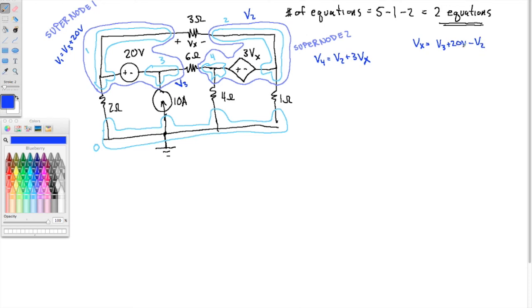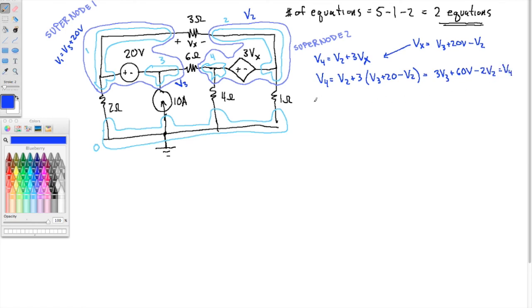So Vx is V3 plus 20 minus V2. So I'll plug that in here. And I'll note that V4 then is V2 plus 3 times V3 plus 20 minus V2. And if I combine some things here, I have a V2 minus 3V2, so that's 3V3 plus 60, and then a V2 and a minus 3V2, minus 2V2. Okay, again, that is V4.